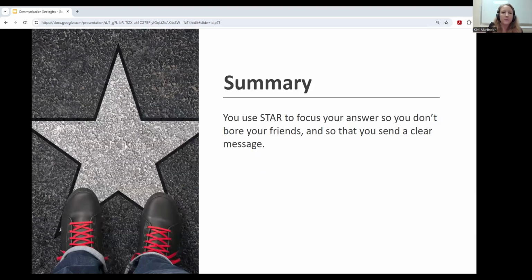Okay, and then summary. So let's look at a complete example using STAR. Let's say you're out with friends on a weekend and someone asks you what the highlight of your week was, or work week was. As it happened, you had a great week and there was a lot to talk about. You use the STAR to focus your answers, and this way you don't bore your friends, and you send a clear message. So you could respond, on Tuesday, I was in the director's meeting at the main plant.